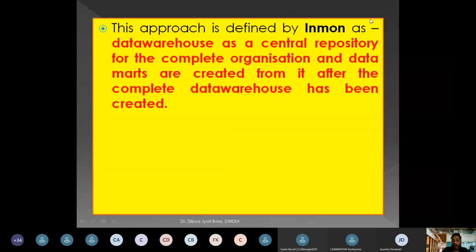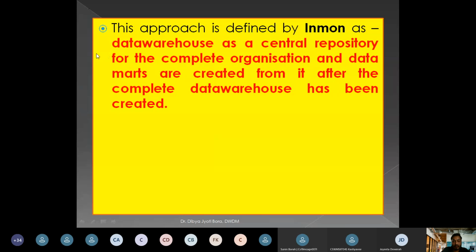How did Inmon define this approach? He defined the data warehouse as a central repository for the complete organization, and data marts are created from it after the complete data warehouse has been created. You can take a screenshot of this slide.